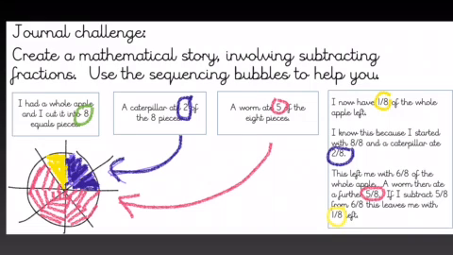I now have 1/8 of the whole apple left. I know this because I started with 8/8 and a caterpillar ate 2/8. This left me with 6/8 of the whole apple. A worm then ate a further 5/8. If I subtract 5/8 from 6/8, this leaves me with 1/8.